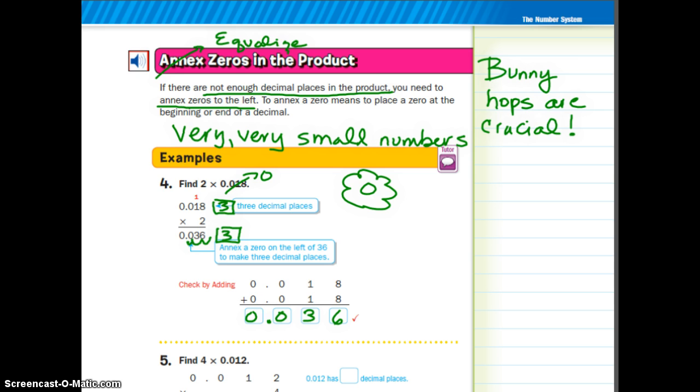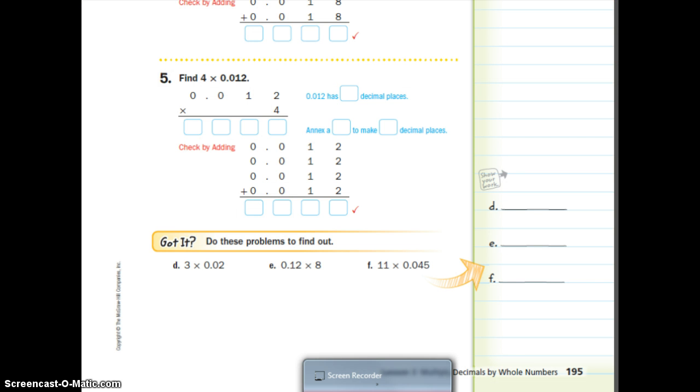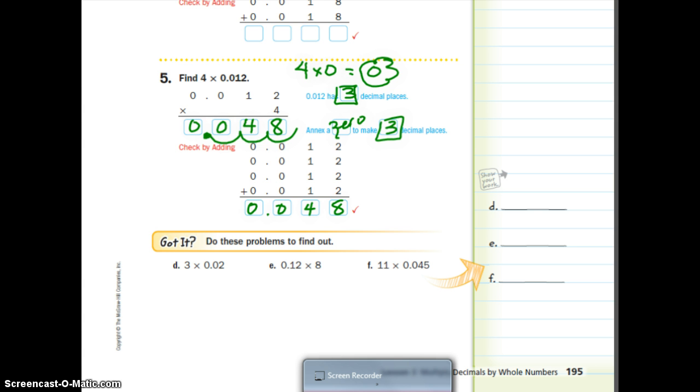All right, let's look at number 5. In number 5, we have 4 times 0.012. So again, it's like 4 times 0, which is 0, so our estimate's not really useful. We have 1, 2, 3 decimal places, so we know in the end, we're going to bunny hop 3 times. So 4 times 2 is 8, 4 times 1 is 4, 0, 0, 3 bunny hops in my box. 1, 2, 3. In this case, they're saying add a 0, add a 0. Okay, 2, 4, 6, 8. 1, 2, 3, 4 zeros, and we get the same thing.